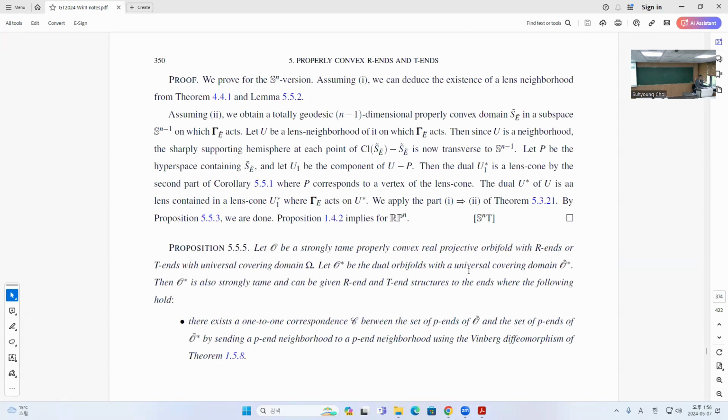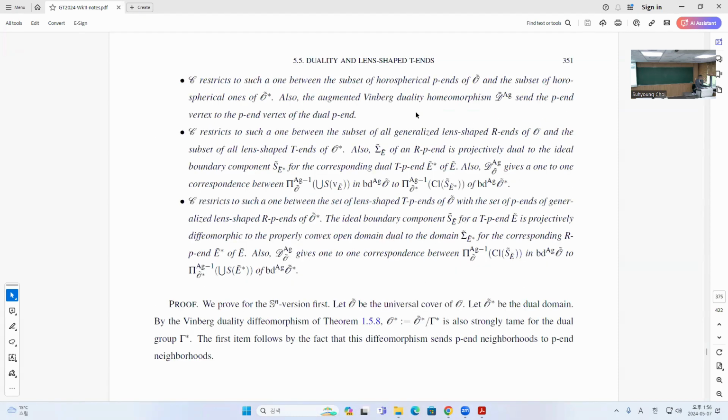And then next, if you have O and then O star, which is dual, then there's a correspondence of a Pn of O with the Pn of O tilde star by the Benoist-Hulin diffeomorphism, and also this augmented duality will send the Pn vertex to the n vertex of the dual Pn for the horospherical case. Okay, it's horospherical. If not, the Rn's correspond to Tn's.